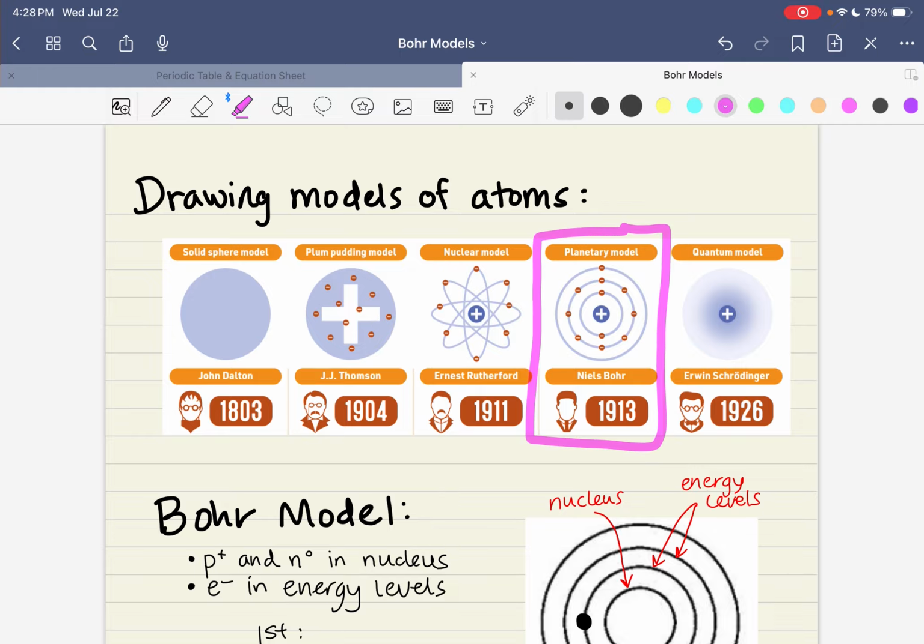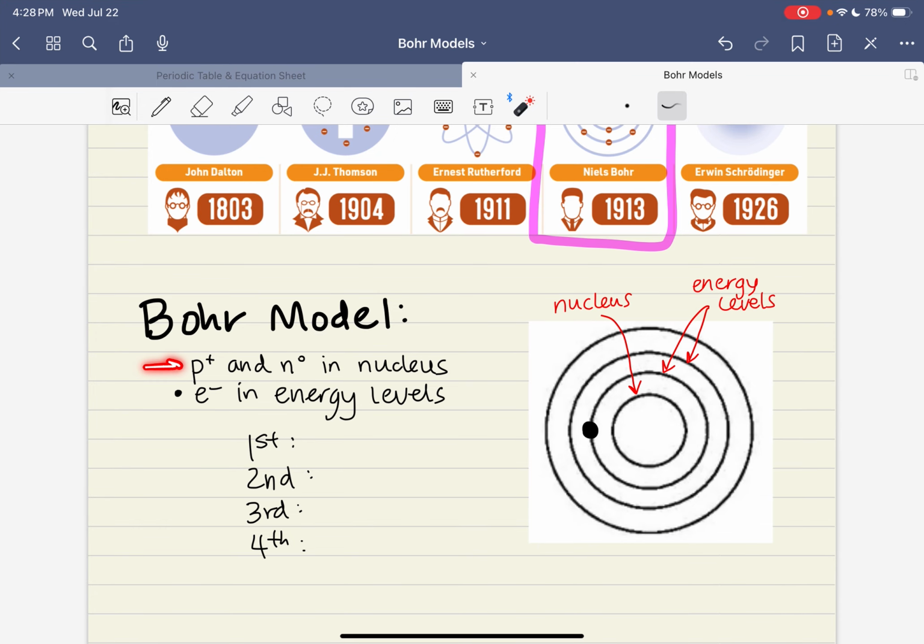It's called a Bohr model after Niels Bohr, who came up with this model of the atom. So here's how the Bohr model works. In the Bohr model, we are able to see all parts of the atom in their simplest form. As we know, protons and neutrons go in the nucleus, so we're going to draw them inside the nucleus. And we also know that the electrons go on the energy levels.